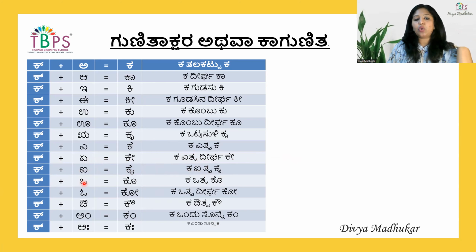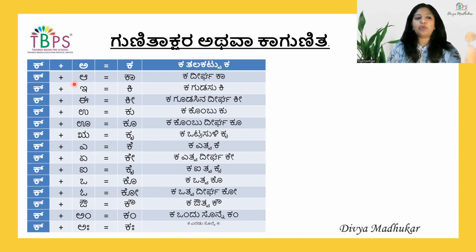K plus o is ko. K otva ko. K plus o is ko. K otva dheerga ko. K plus au is kau. K autva kau. K plus anusvara is kam. K guan sonne kam. K plus visarga is kaha. K gerad sonne kaha.